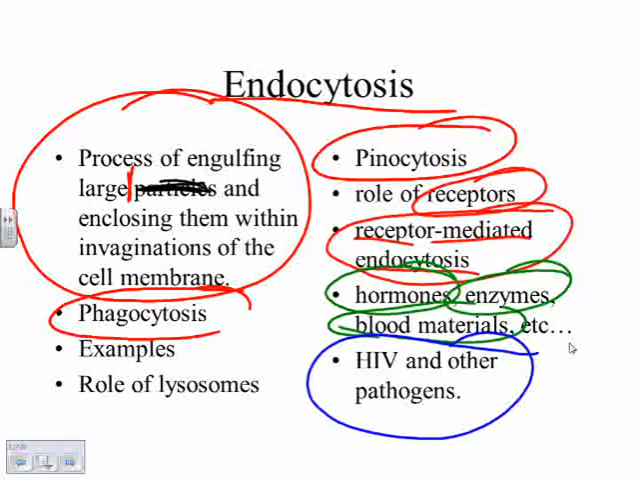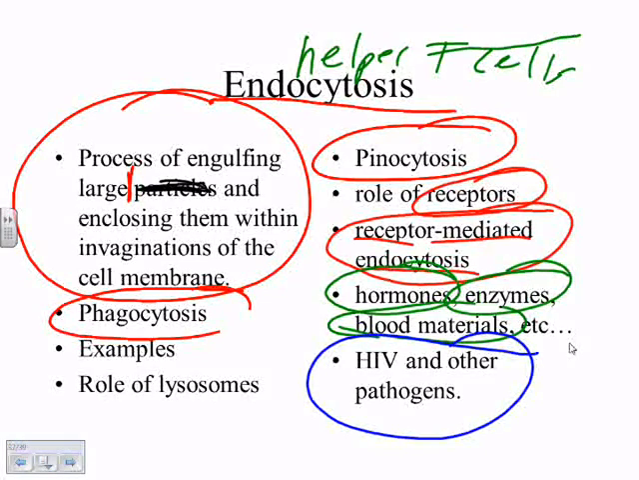HIV knocks on the door of what cells? What kind of cells does HIV affect? There's a specific kind of white blood cell. Anybody know what kind? They're called the helper T cells. And we'll talk about them more later, but helper T cells. And it turns out if these cells get wiped out, which is what HIV ends up doing to them, your immune system doesn't work.